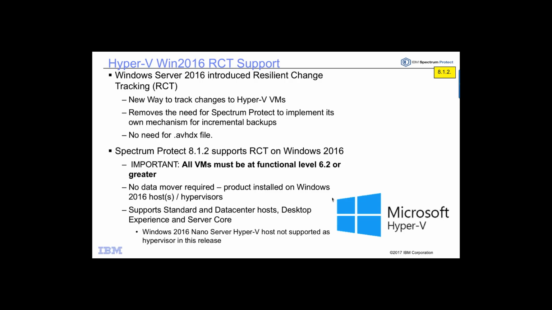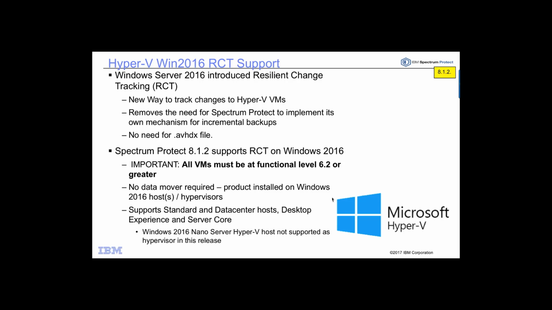We've done a lot of work in data protection for Hyper-V in this release. And as you probably know, if you're using Hyper-V, Windows 2016 introduced new RCT, or Resilient Change Tracking, for Hyper-V virtual machines. This was really done by Microsoft as an improved way to track the changes in Hyper-V VMs, and it really removes the need for Spectrum Protect and other backup products to implement its own mechanism for incremental backups. Really the equivalent to change block tracking for VMware in Hyper-V.